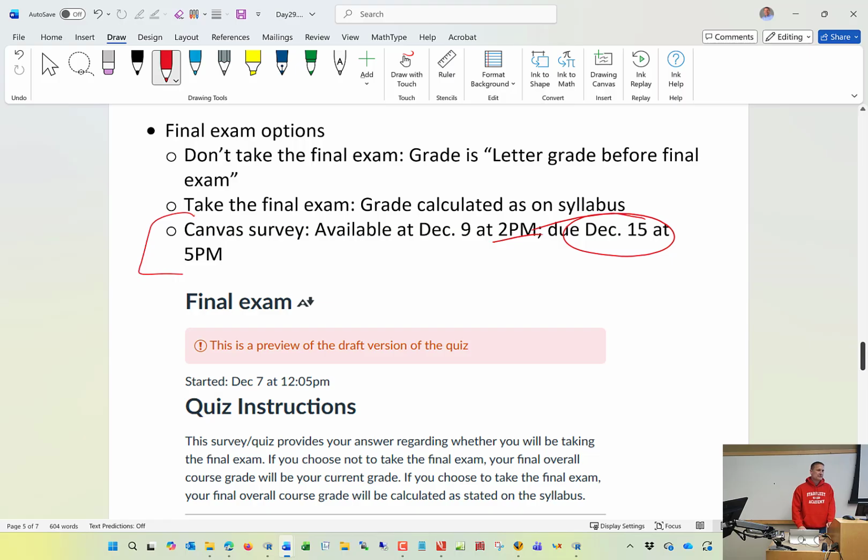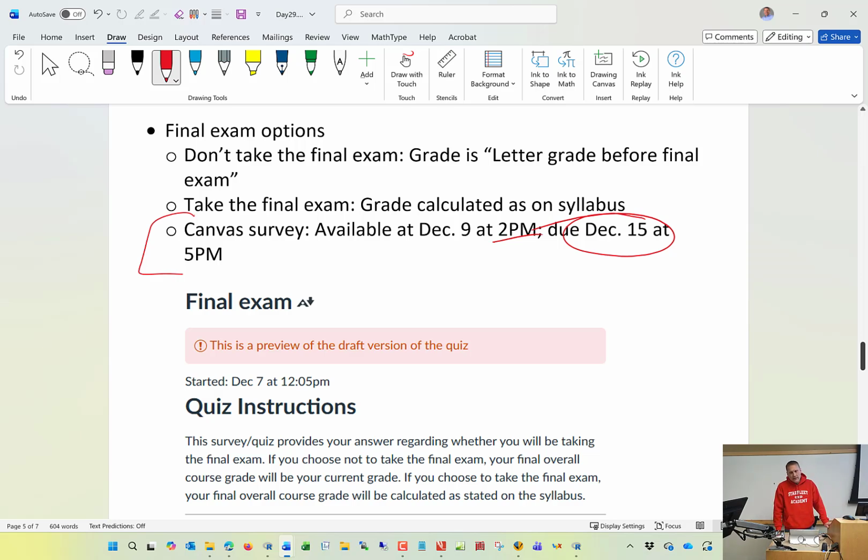Yes. So if you do take the final exam, if you get a grade lower than what you need to keep where you're at, will that affect your grade? It could lower your grade. So essentially, if you take the final exam, it's just what I originally had on the syllabus. Okay.